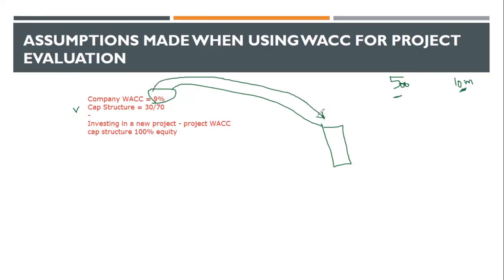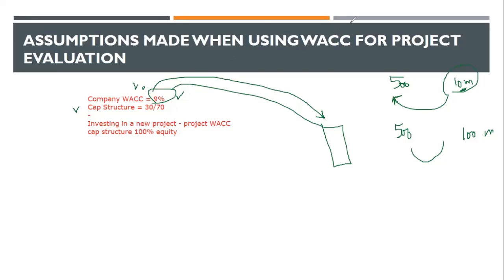Maybe the project is a different nature. It is a retail store. Maybe it is 100% equity, the capital structure is different, but I'm using the same WACC because the project is too small as compared to the company. But if the company is 500 and they are investing in a new project of 100 million, now it is not insignificant. Now it is a material amount. So in that case, you can only use this 9% if the capital structure remains the same and if the nature of business remains the same. If the nature of business changes or if the capital structure changes, you need to find a project WACC. You call it a project WACC.